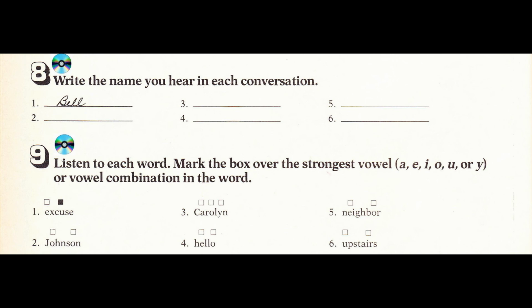Exercise 9. Listen to each word. Mark the box over the strongest vowel, A, E, I, O, U, or Y, or vowel combination in the word.